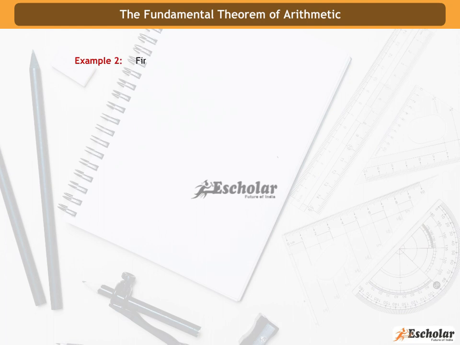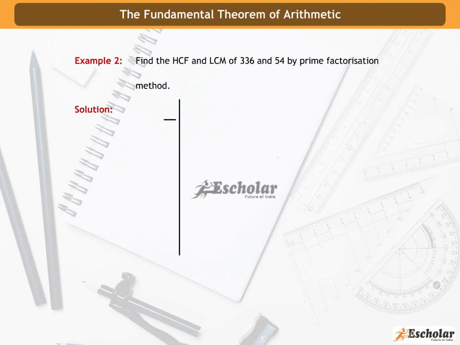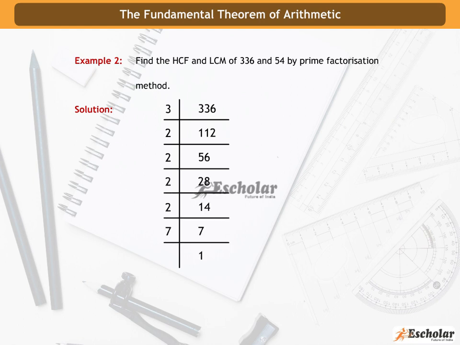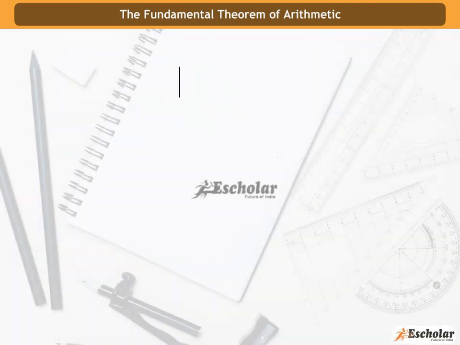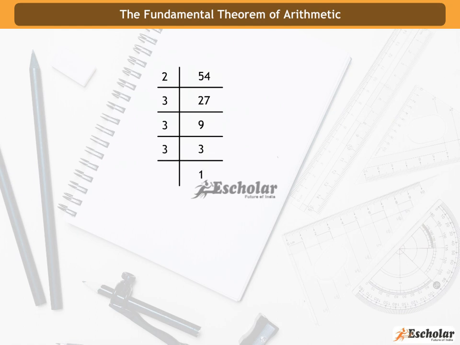Example 2. Find the HCF and LCM of 336 and 54 by prime factorization method. Solution. We first divide 336 by prime factorization method as shown, and we obtain 336 is equal to 2 raised to the power 4 into 3 into 7. Similarly, divide 54 by prime factorization method as shown here, and we obtain 54 is equal to 2 into 3 raised to the power 3.